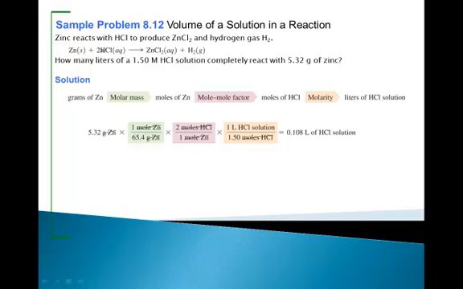Now I have moles of HCl, and now I can use my molarity, and my molarity is 1.5, which means 1.5 moles per liter. So since I had moles here, I'm going to put the moles down here, 1.5 moles per 1 liter. My moles will cancel, and the only label I have is liters. So 5.32 times 1 times 2 times 1 divided by the 65.4 and the 1.5, and this has 3, and that has 3, so my final answer has 3 significant figures.